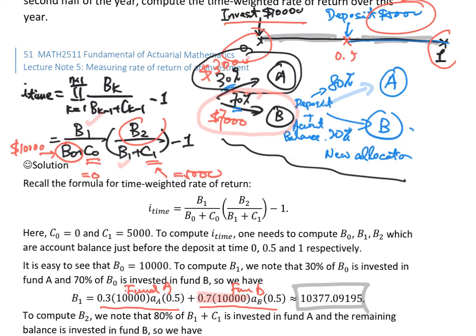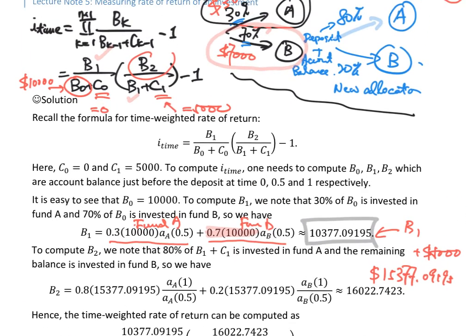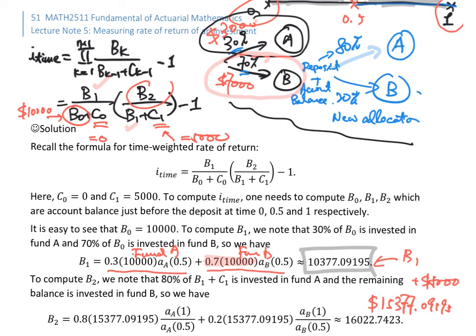First of all, before any action taken by the investor or the manager, this is your account balance. Then after you make the additional deposit of $5,000, your new account balance will go to 15377.09195. Remember, according to the given condition, the fund manager will allocate 80% of this money to fund A and 20% to fund B. So that's what we have.